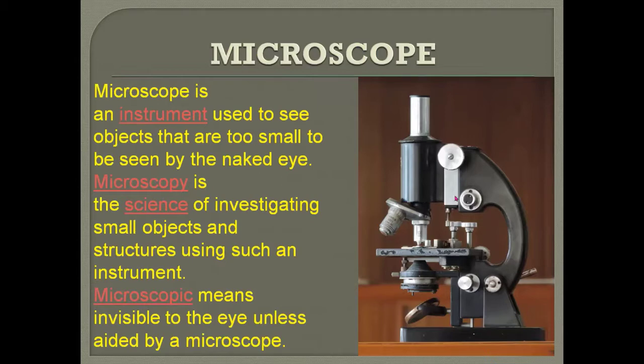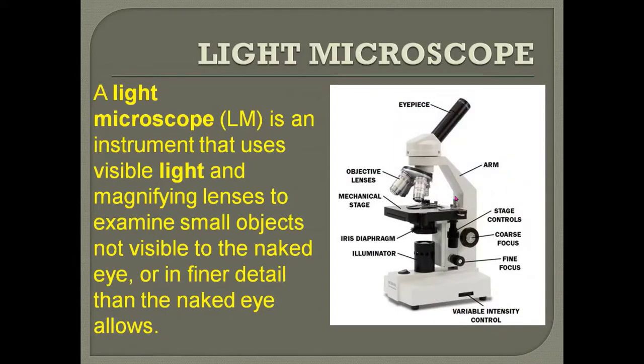And we went through the definition of a microscope, and also the definition of microscopy, and definition of a microscopic object. We discussed that microscopic objects can only be seen under a microscope, and microscopy is the science of investigating objects and their structures under a microscope.